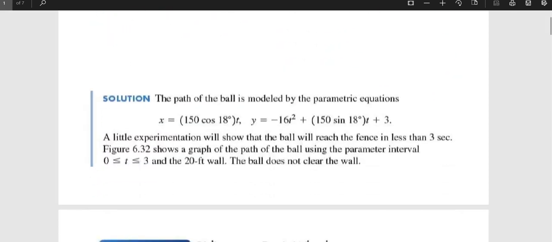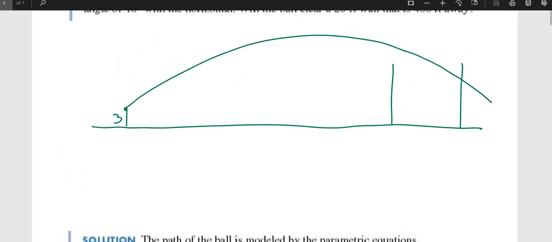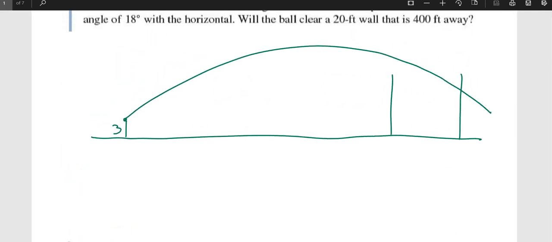Now, I copied and pasted this in here because I really was upset when I read this right here. A little experimentation. Folks, we don't need to experiment. We know that it's 400 feet. Why are they saying a little experimentation? I was like, okay, wait a second. What kind of professional textbook is this, for crying out loud?